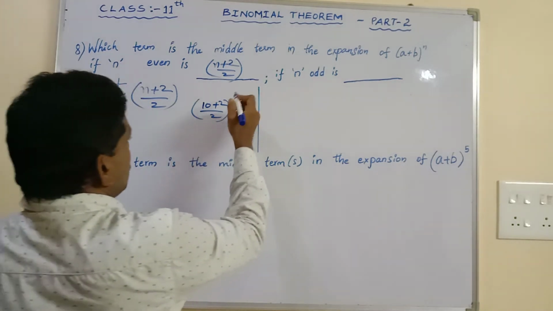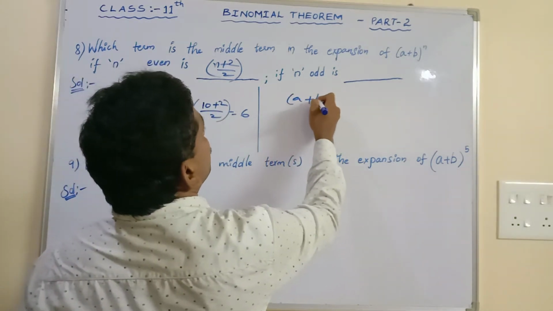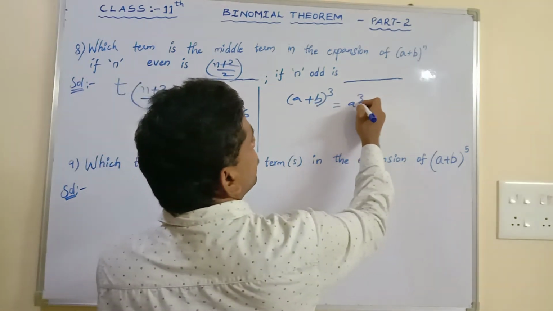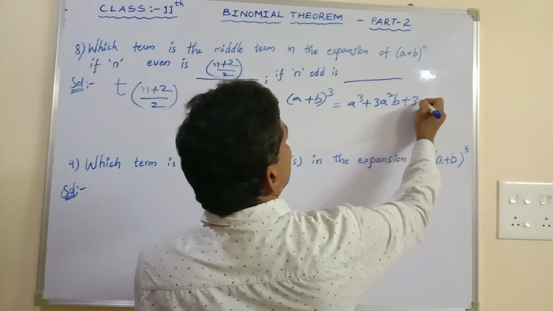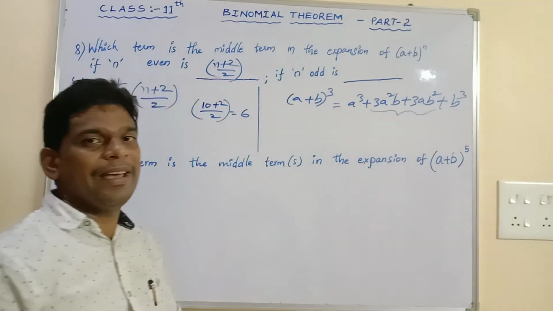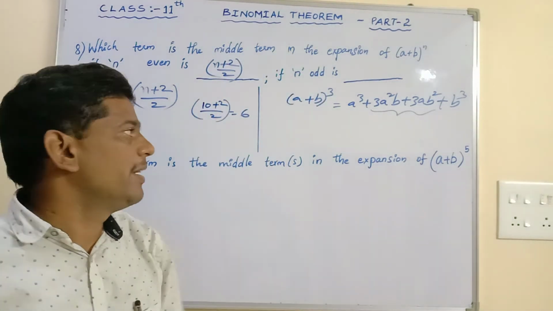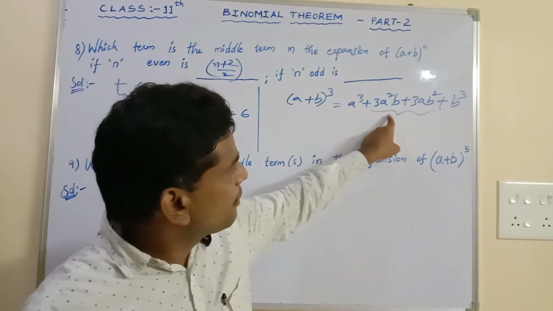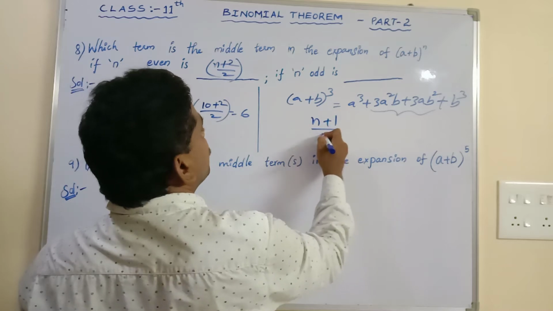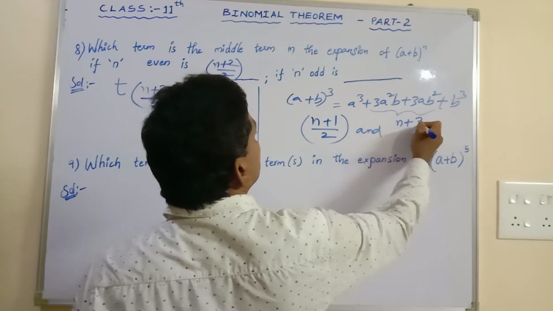It means if n is odd, suppose (a plus b) whole cube. How many terms are there? 4 terms will be there. What are they? a cube plus 3a square b plus 3ab square plus b cube. How many middle terms are there? 2 will be there. Why? Because if n is odd, 2 middle terms will be there. Okay. What are they? The second one and the third one. So (n plus 1) by 2 and (n plus 3) by 2.